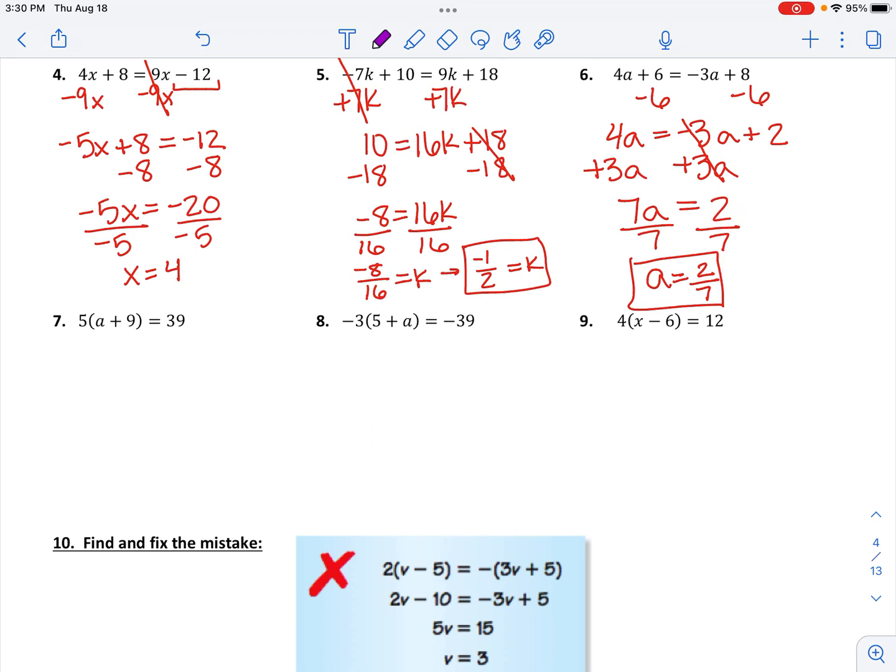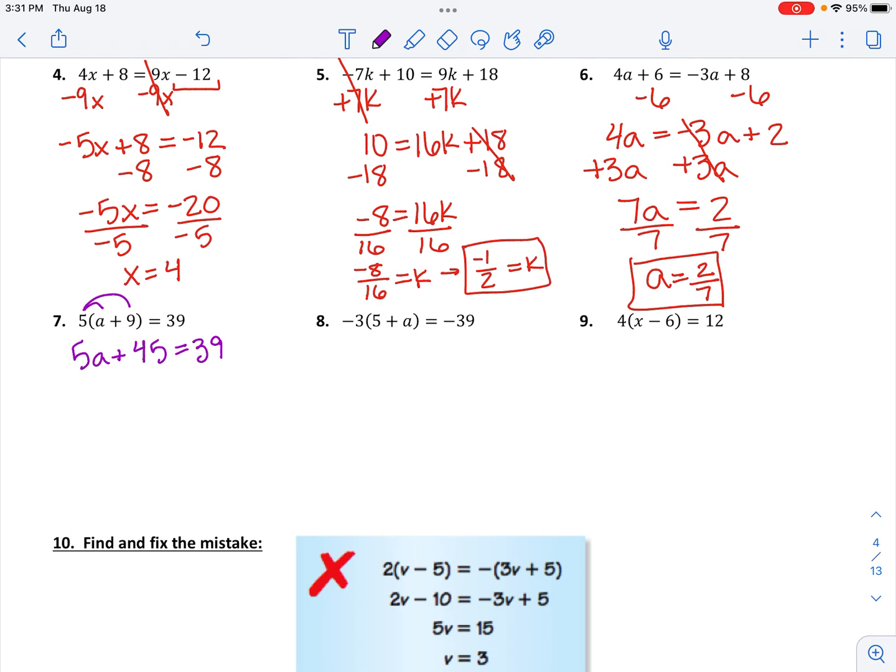I'm going to show you a couple ways to do this. This one would work out best to distribute that 5. 5 times a, we've done the distributive property, we know that's 5a. 5 times 9, we know that is 45. And we're bringing down the equals 39. 5a plus 45 equals 39.